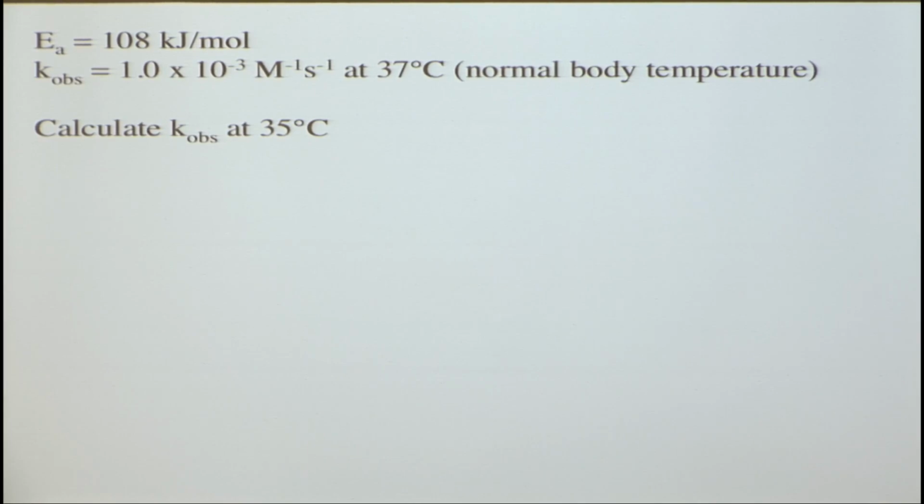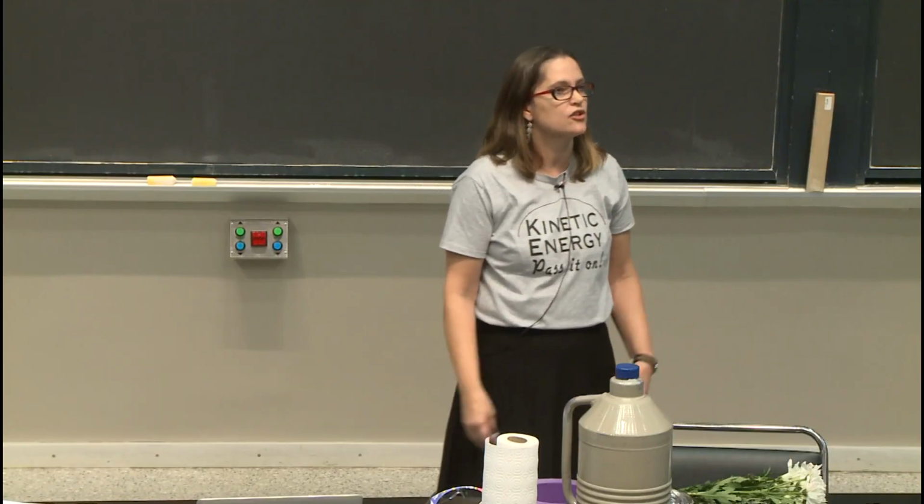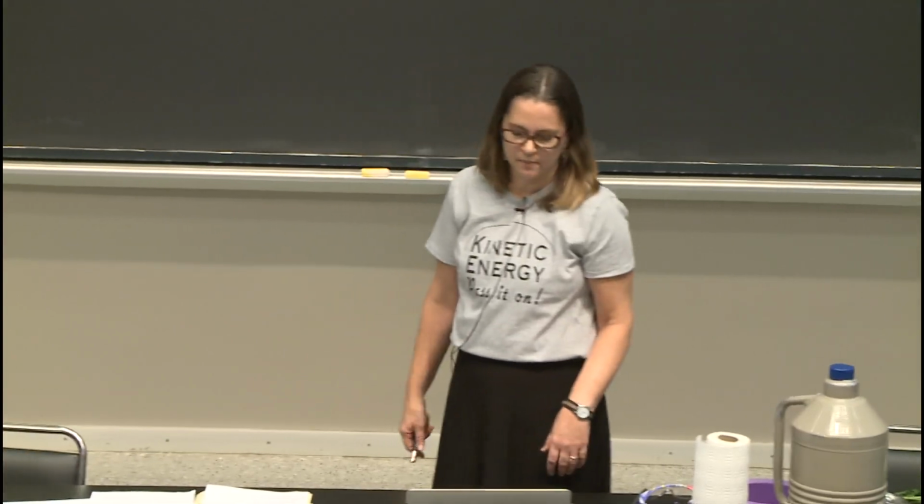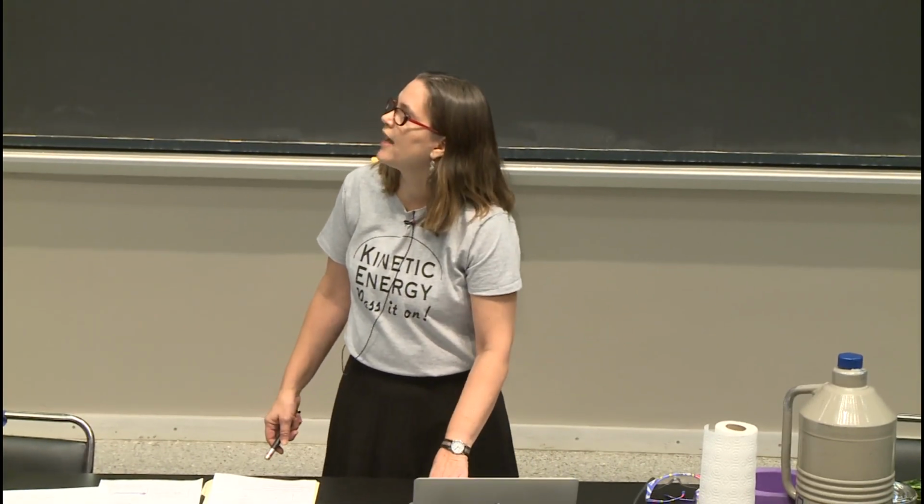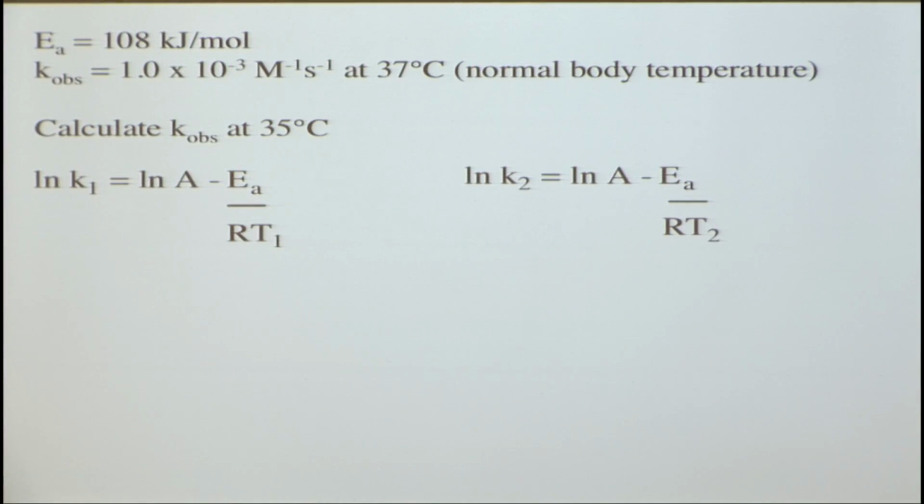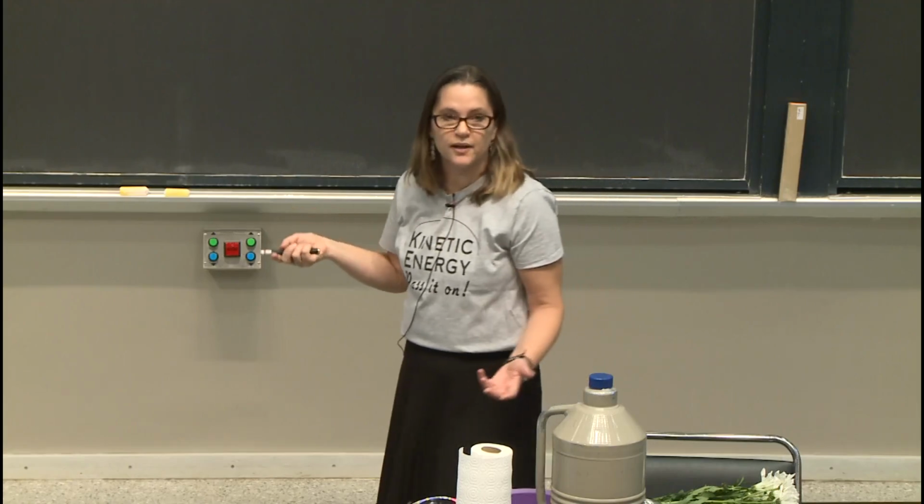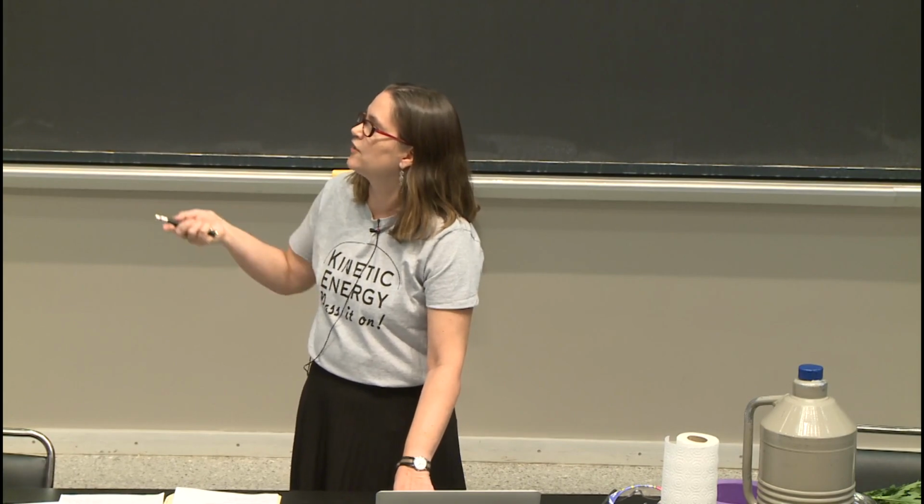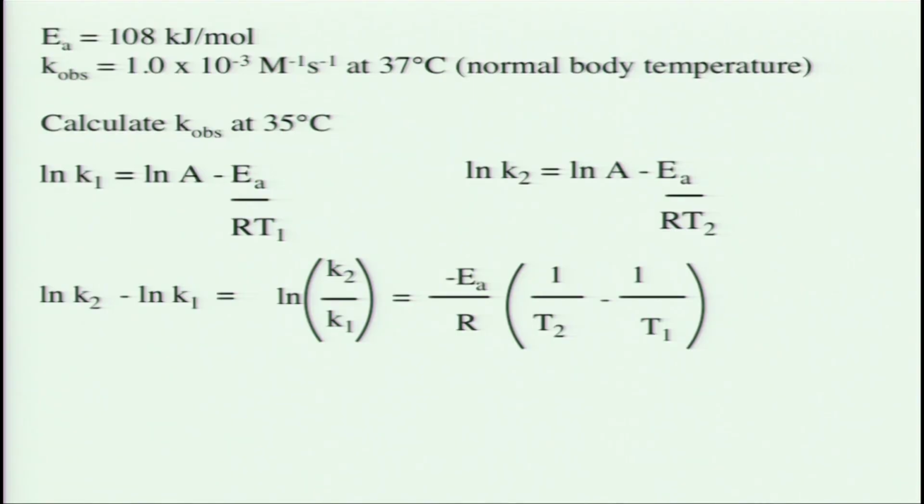Now we're asked to calculate what that rate constant should be at a lower temperature, 35 degrees Celsius, somewhat below body temperature. How are we going to do that? Let's remind ourselves of our Arrhenius equation. We know what EA is. We were not told what our Arrhenius factor A is, so we don't know that. But we do know one of the rate constants at one of the temperatures. If we combine these two equations, then we have an appropriate number of variables to solve for the second rate constant at the new temperature. So let's combine those two equations.